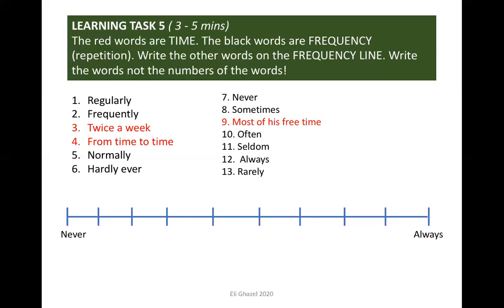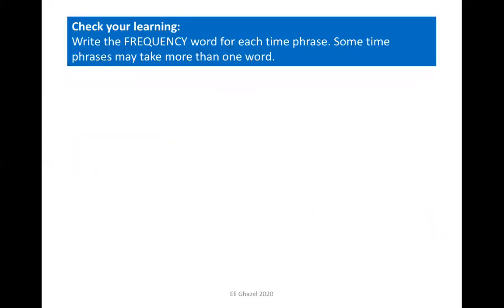So here's what we want to do. Give them 3 to 5 minutes. Never is at the beginning, like no, never, nothing at all, to always. Where do the other words go? Remember, write the words, not the numbers, okay? When they finish, don't give feedback on this one. Say, I want to check your learning.